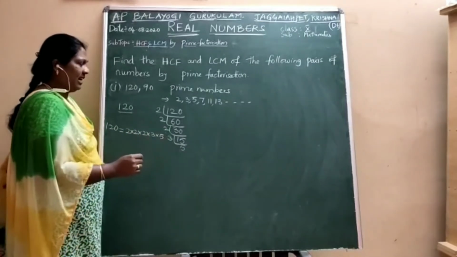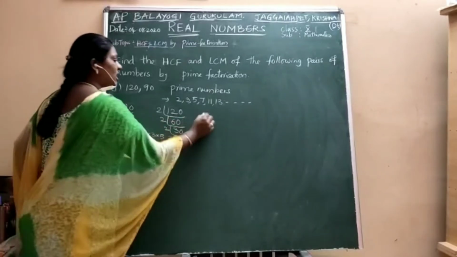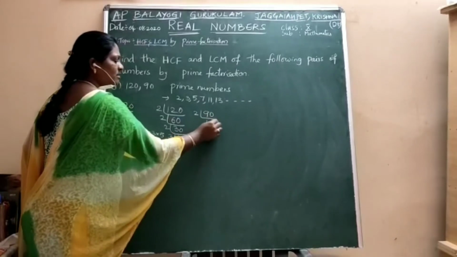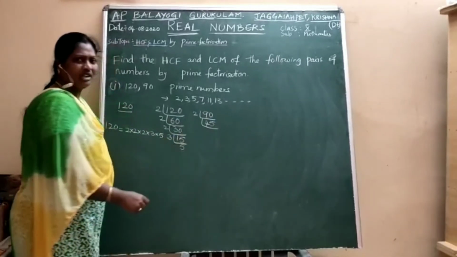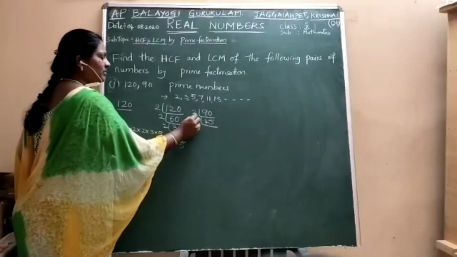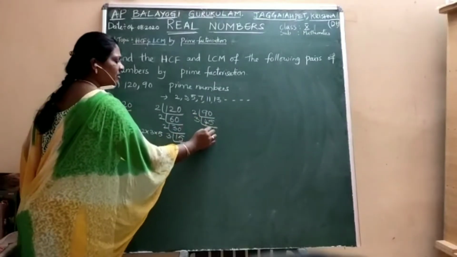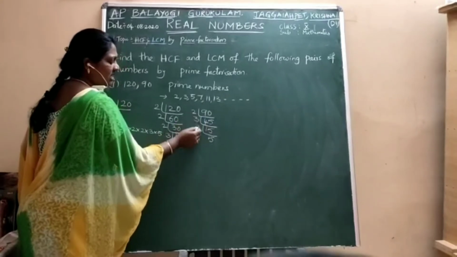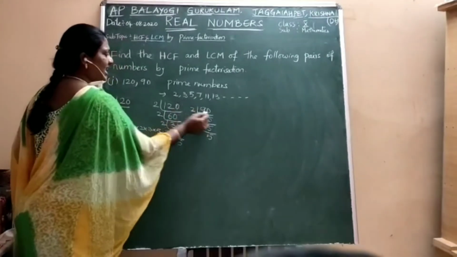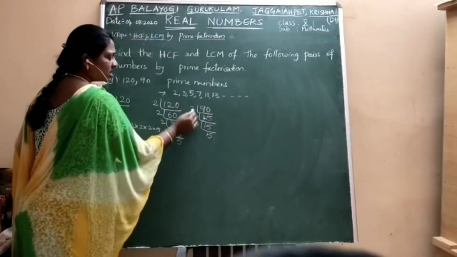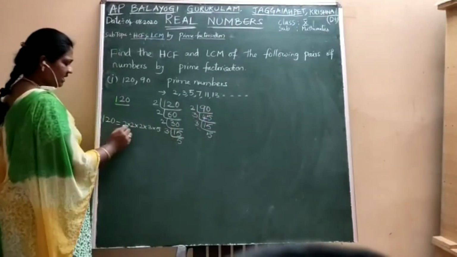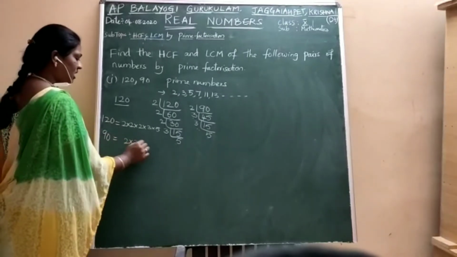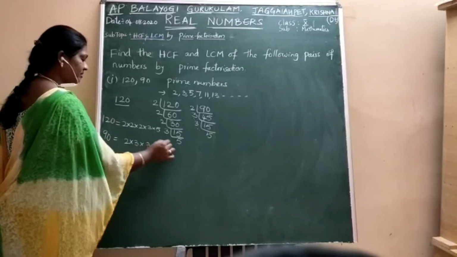Again, we have to write 90 also. 90 in the 2 table is 45. Again, there is no possibility of the 2 table, so we go to the 3 table. 15 times. Again the 3 table, 5 times. So we converted 90 into a product of prime numbers. How to write? Like this: 90 equals 2 into 3 into 3 into 5.